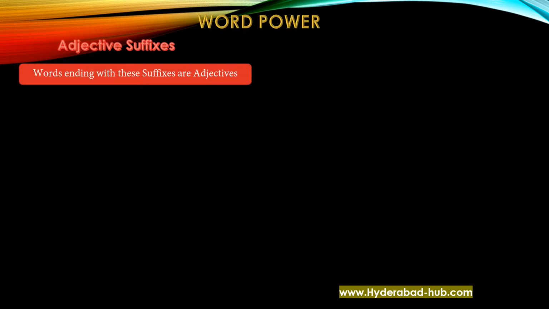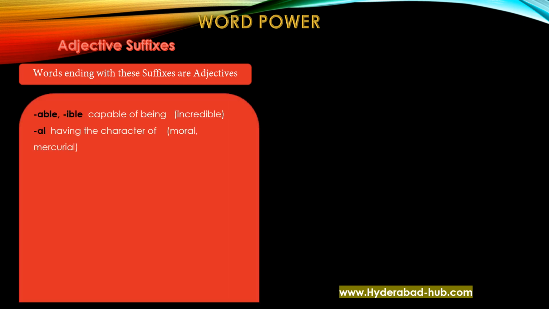Adjective suffixes. Words ending with these suffixes are adjectives. ABLE, IBLE. Meaning capable of being. Example: incredible. AL. Meaning having the character of. Example: moral, mercurial. FUL. Meaning notable for. Example: faithful, skillful.